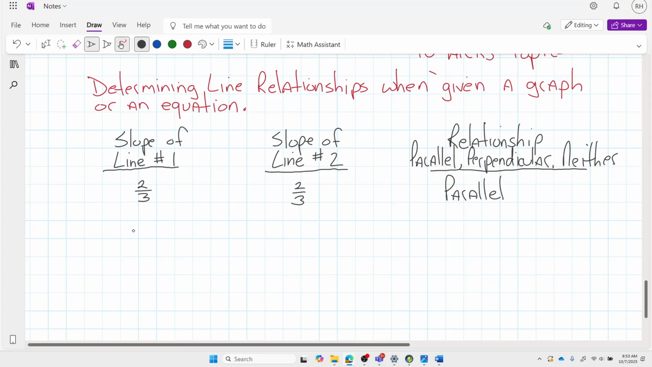If the slope of line number 1 is 4/3, and the slope of line number 2 is -3/4, what is the relationship of the lines? All right, are they parallel? No, they're perpendicular, right? Because -3/4 is the negative reciprocal of 4/3. So these lines are perpendicular.